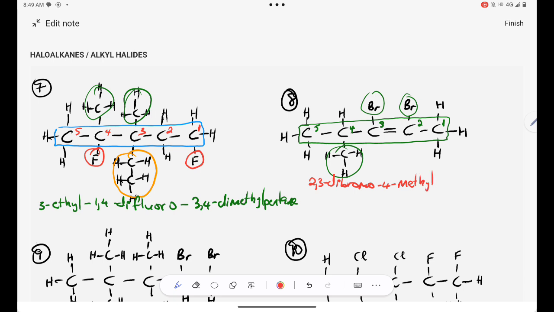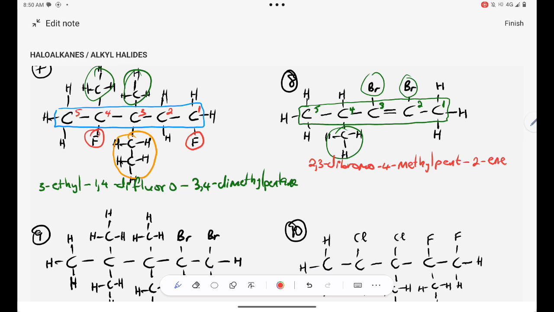The parent chain has 5 carbons. This will be pent, and then between carbon number 2 and 3 there's a double bond, that's 2-ene. So the IUPAC name of this compound will simply be 2,3-dibromo-4-methylpent-2-ene.